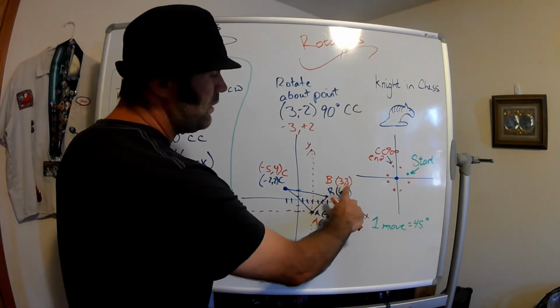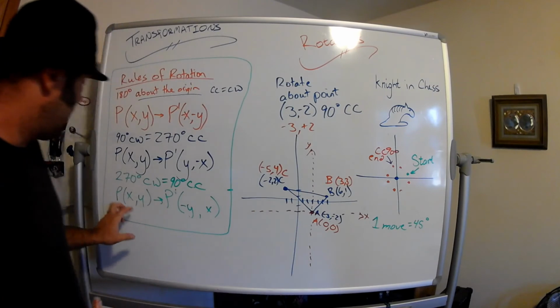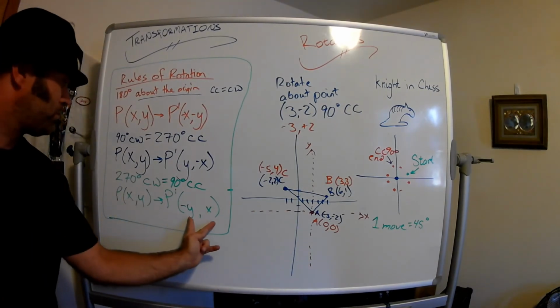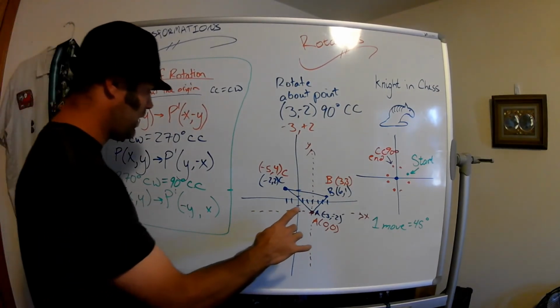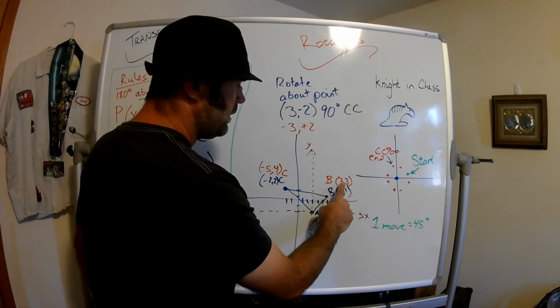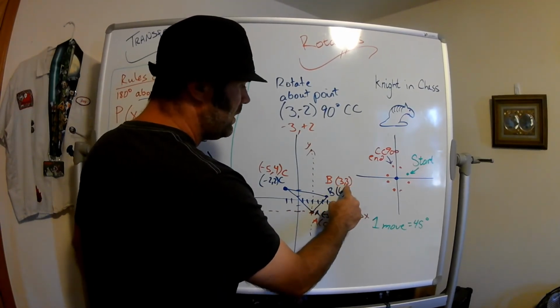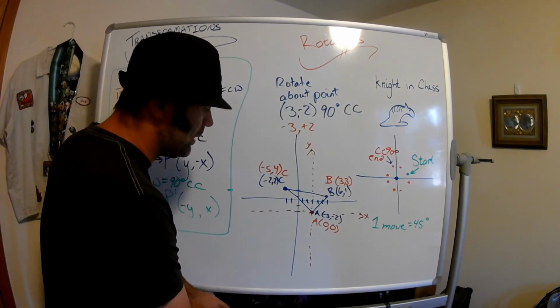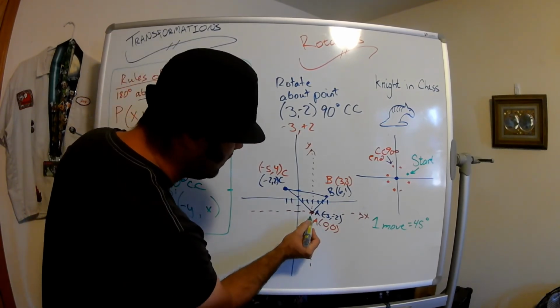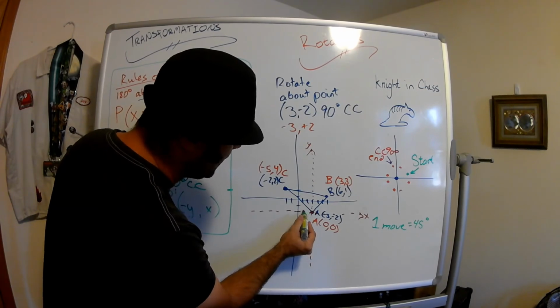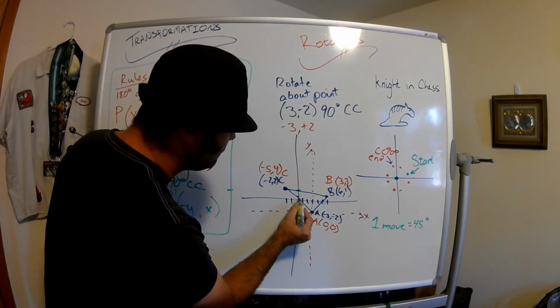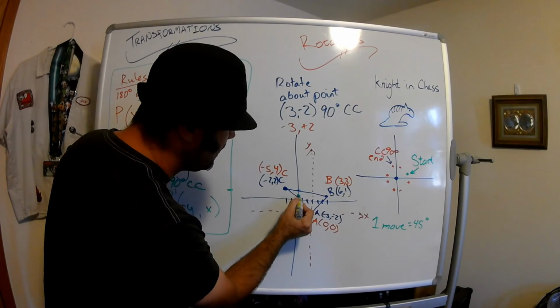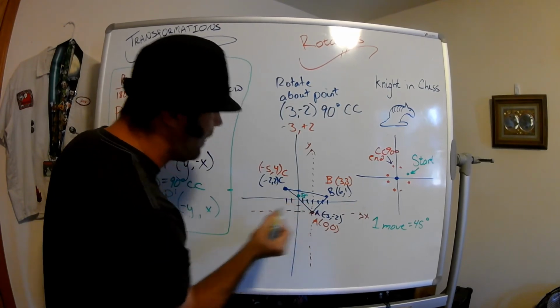B, which is (3, 3) now, we need to swap them, and it becomes (-3, 3), that's (-y, x). So B prime is (-3, 3). So we're going to go, from here, left 3, up 3. And there is B prime.